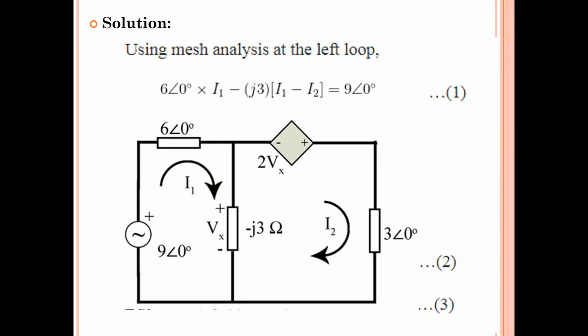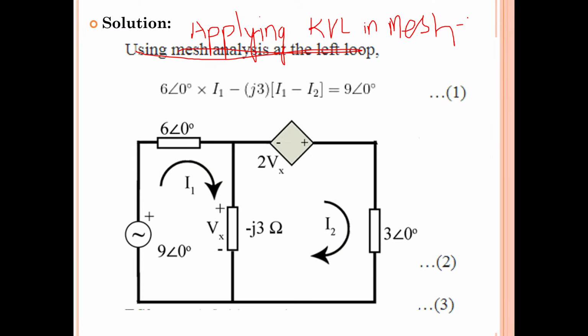Here, applying KVL in mesh 1. I have written mesh 1 and mesh 2, left loop, right loop, that's what I have written. Instead of writing that, you can write applying KVL in mesh 1. So here, how many meshes are there? 2 meshes are there. So you just observe mesh 1.